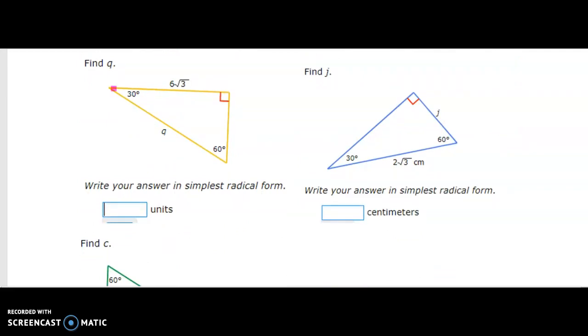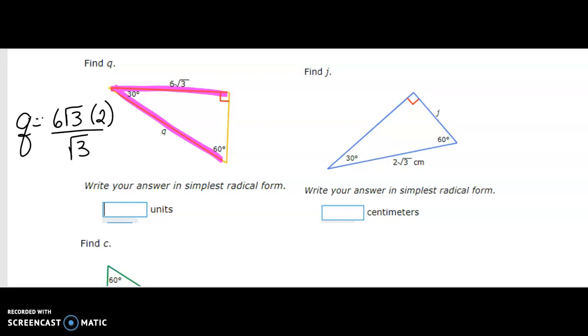Now, this is your long leg, and we're looking for the hypotenuse. So we're looking for Q. So we take 6 square root of 3, we multiply it by 2, and we divide by square root of 3. Now this one's pretty handy, because if you have a square root of 3 on top and a square root of 3 on bottom, those will cancel out. And so you're just left with 6 times 2, which is going to be 12.